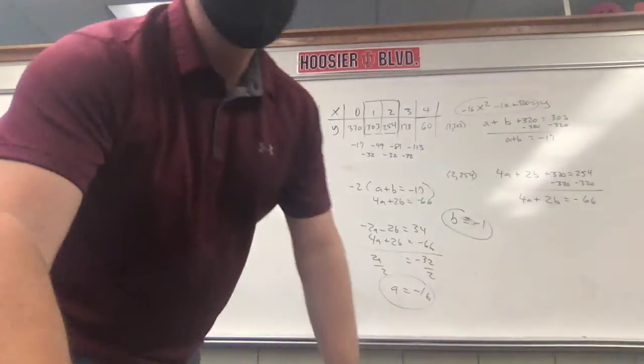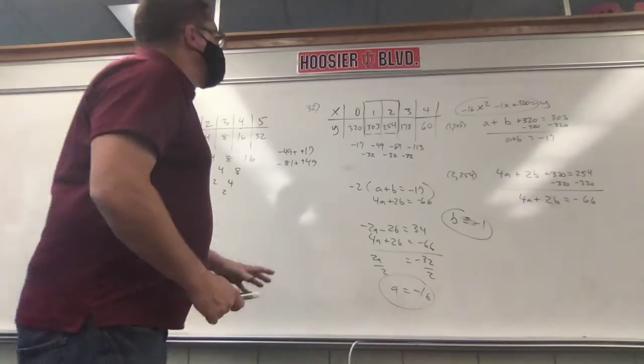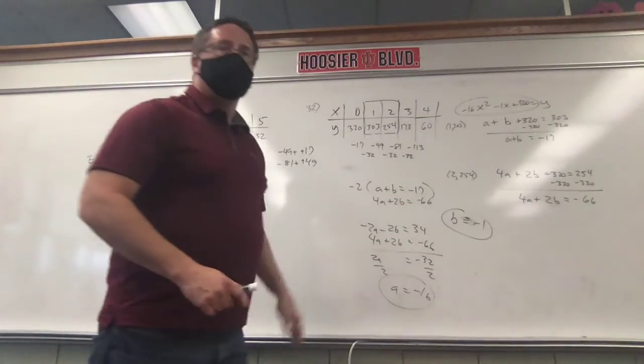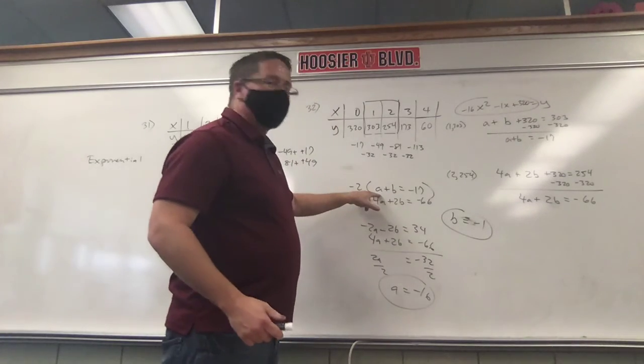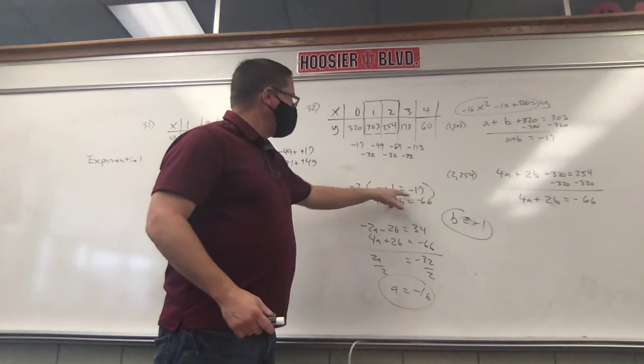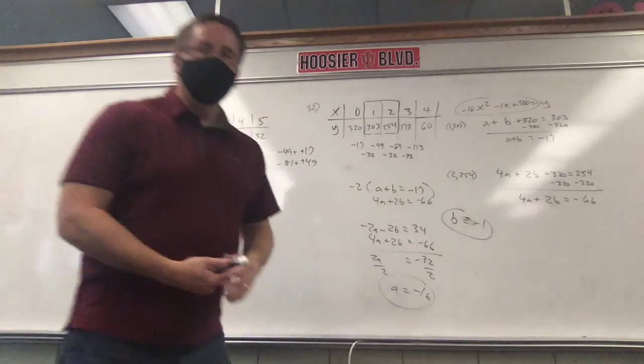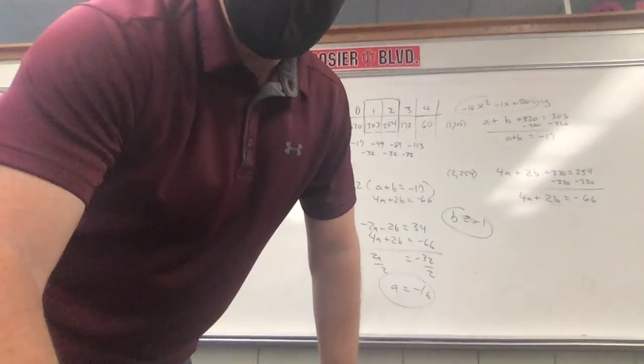What equation did you put in to find b? I just did it in my head. If a was negative 16, negative 16 plus what gives you negative 17? Negative 1. Okay.